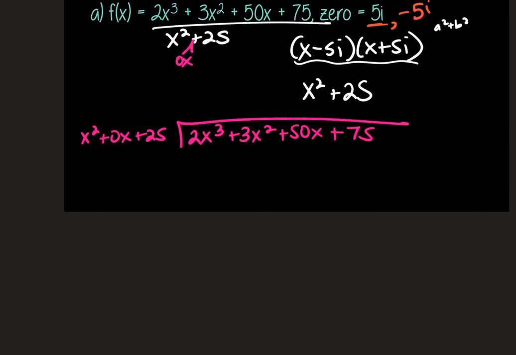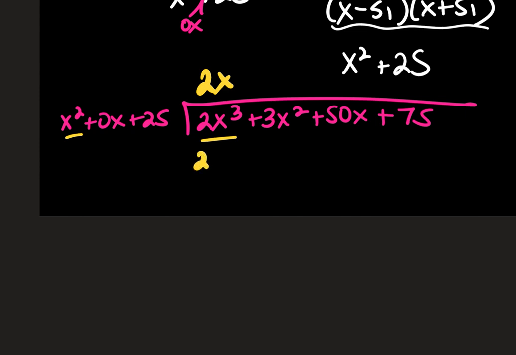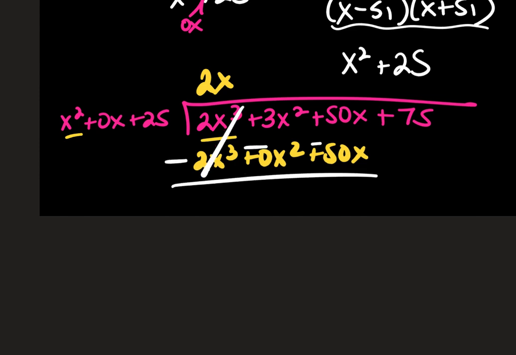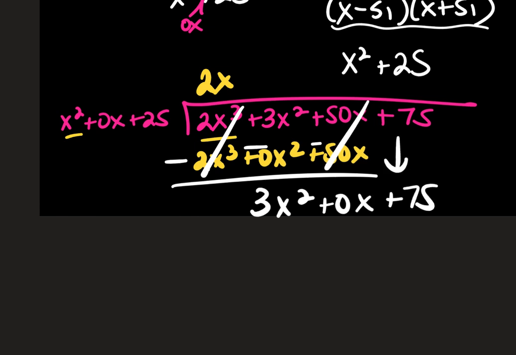Okay, so I go first and a first. What do I have to multiply x squared by to get to 2x to the third? 2x. Multiply it times both. So 2x to the third plus 0x squared plus 50x. Change your signs and add. 3x squared cancels. So this is a 0x. And I bring down the 75. You even need your placeholders when you're working through.